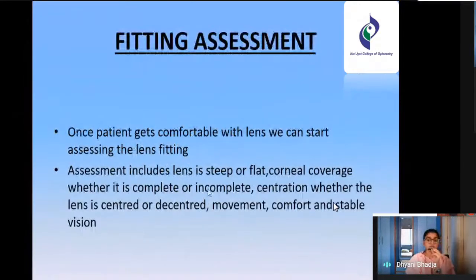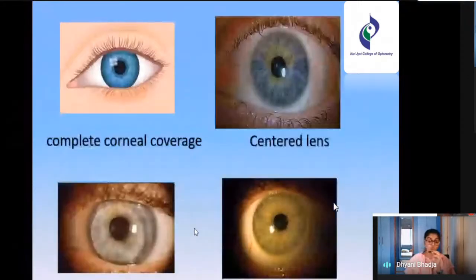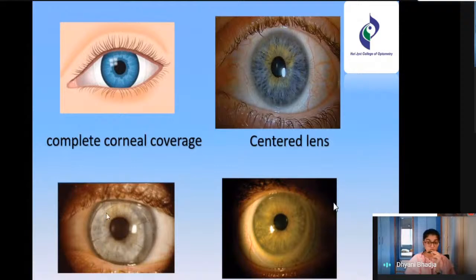Once the patient gets comfortable, we will start our fitting assessment. So what does assessment include? Assessment includes lens fit, whether it is steep or flat, corneal coverage, whether it is complete or incomplete, centration, whether the lens is centered or decentered, movement, comfort, and stable vision. Here you can see complete corneal coverage, and here incomplete corneal coverage. This is a well-centered lens, and here you can see a decentered lens.